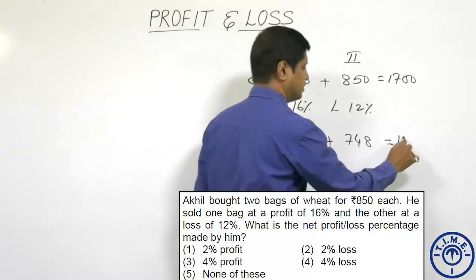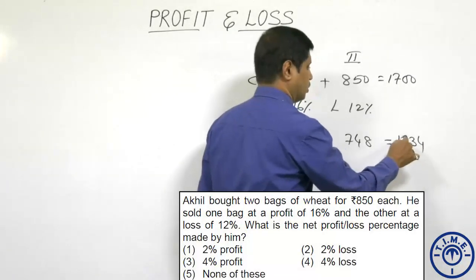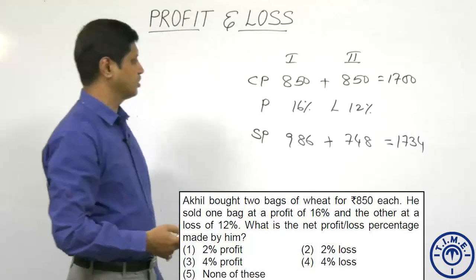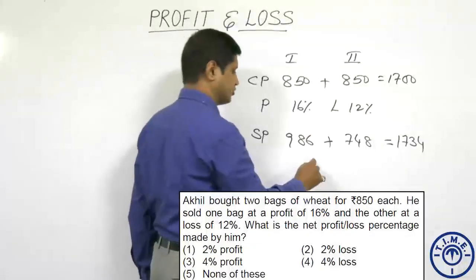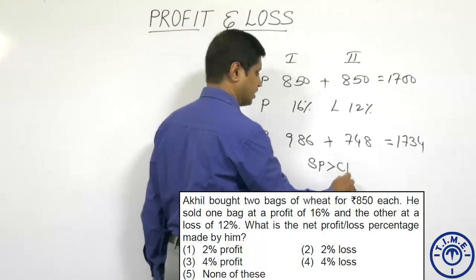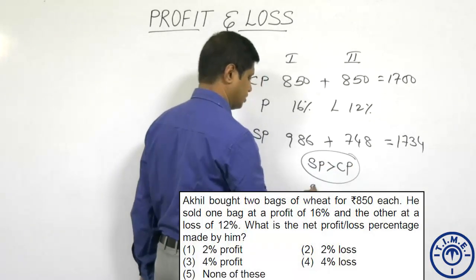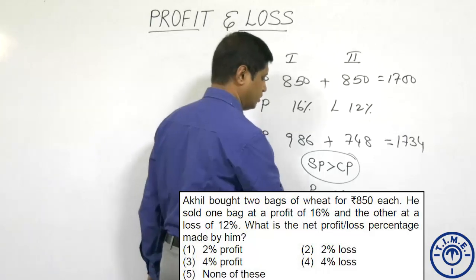It is 1734. The total cost price is 1700, the total selling price is 1734. The selling price is more than the cost price. When the selling price is more than the cost price, the result is profit. So profit is equal to 34.